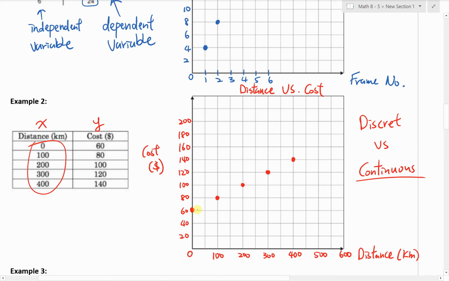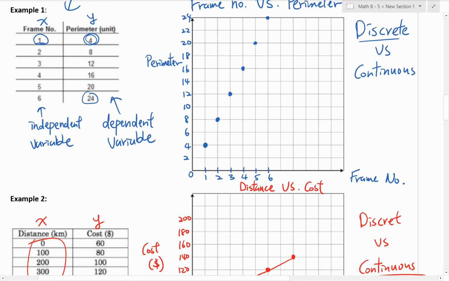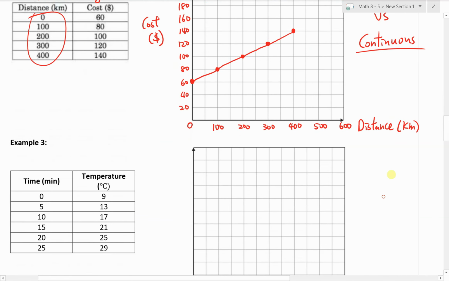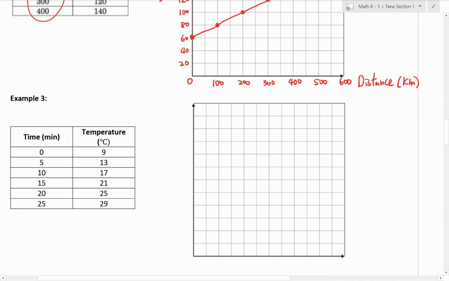So I am going to actually connect the points in this case. And you can see, I should use a ruler, but you can see there's definitely a pattern in this graph. And you can see when you join them together, it's actually a straight line. Okay, it's a straight line. I mean, if you look at the first graph, if you were to join the points together, you can also see this is also a straight line. Okay.